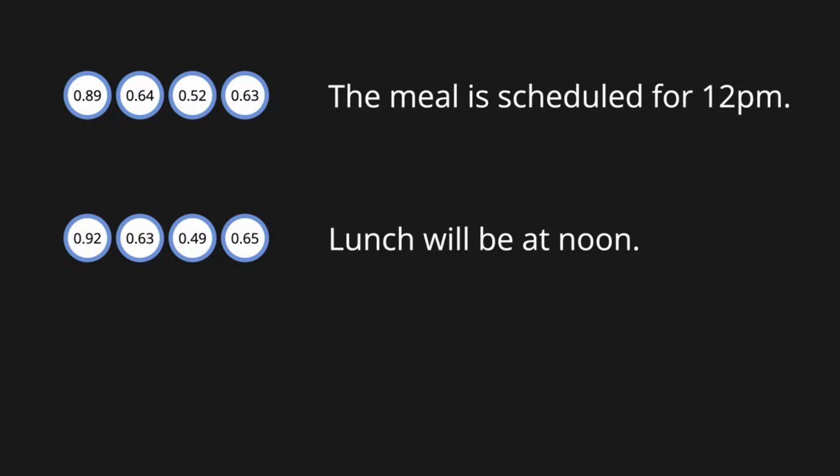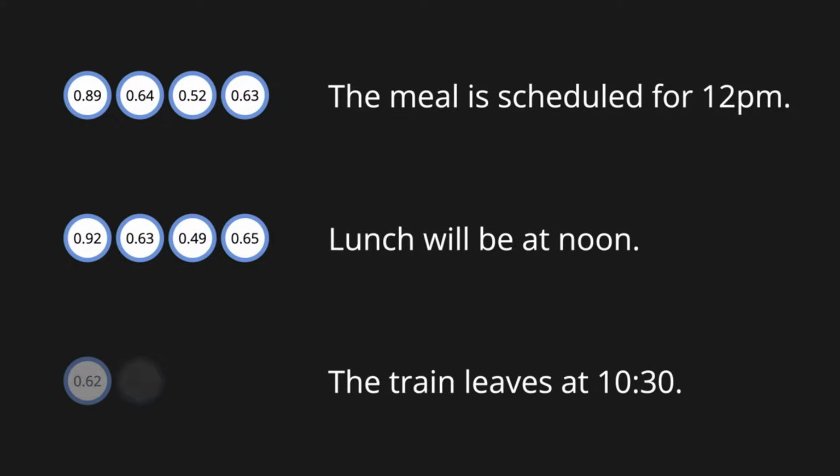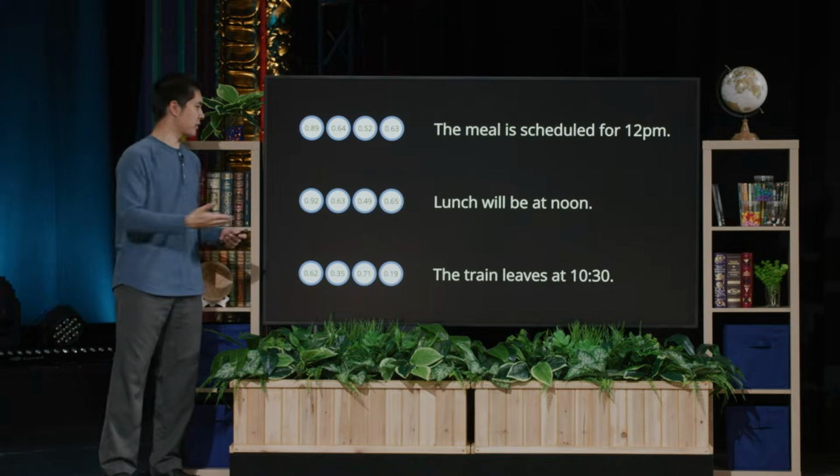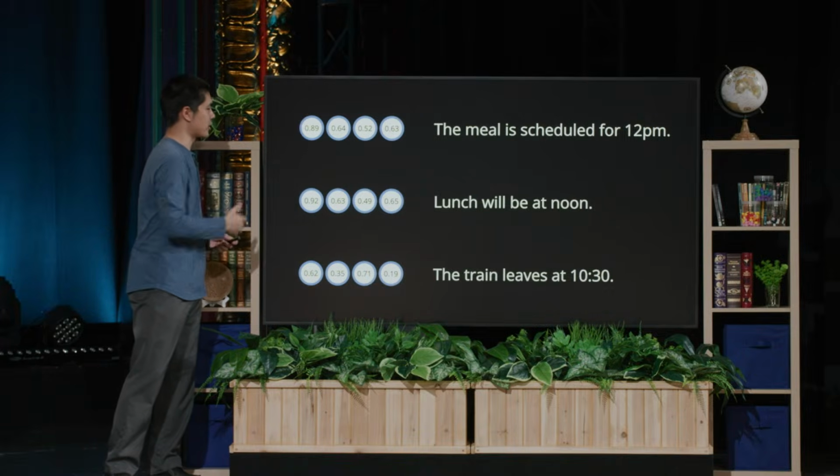similar to each other. And if there was a different sentence that had a very different meaning, the train leaves at 10:30, well, then that should have a different embedding altogether. And that should probably be more different than the embeddings for these first two sentences. And so why is that helpful? Why is it helpful to take sentences and be able to turn them into numbers?